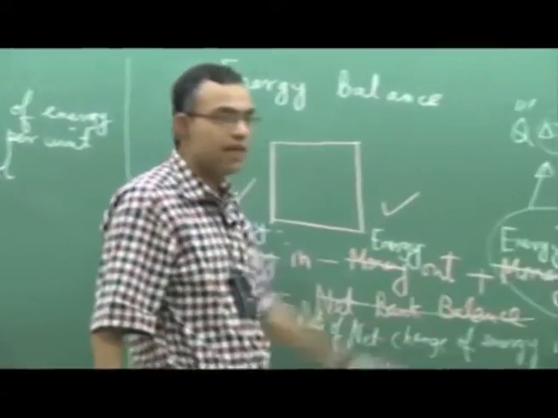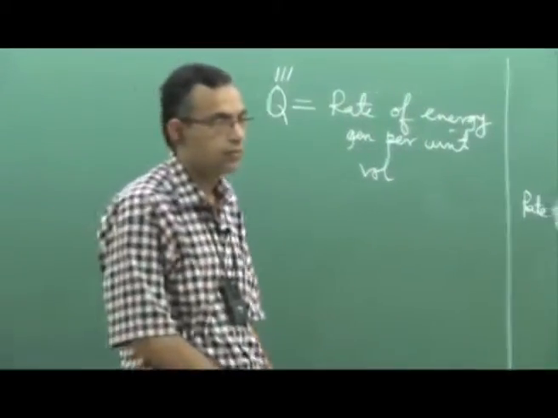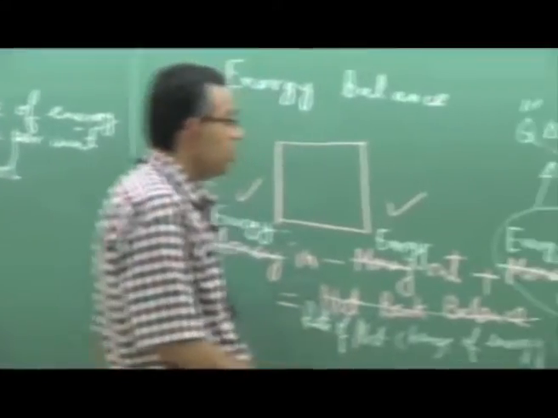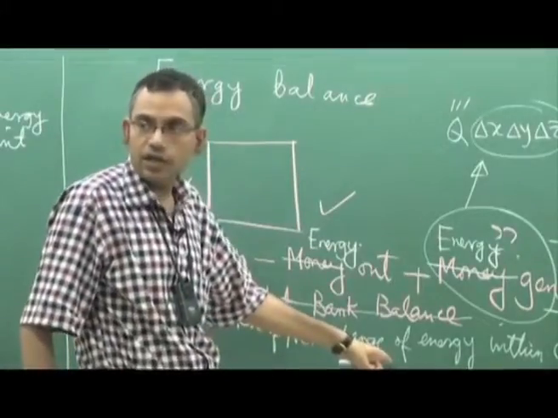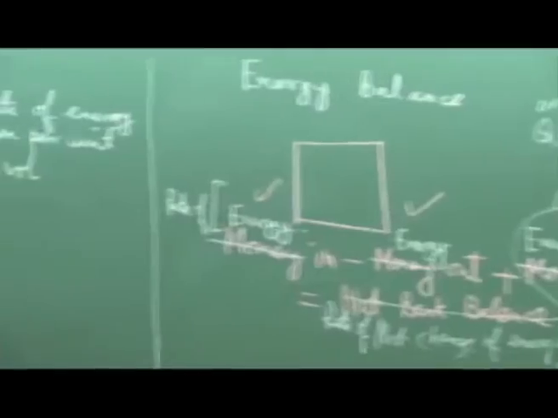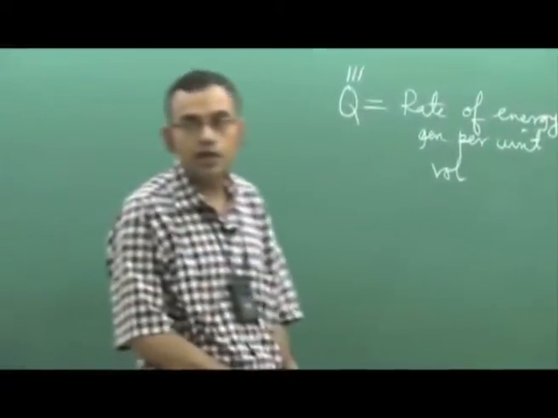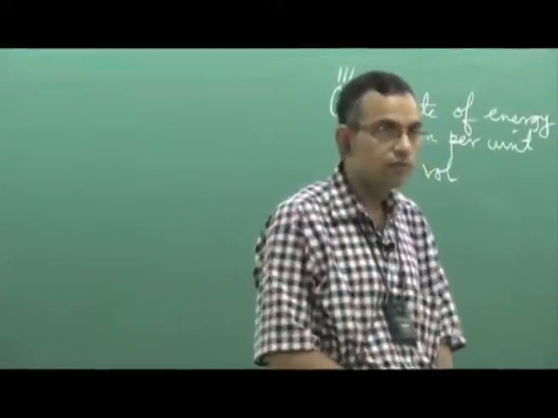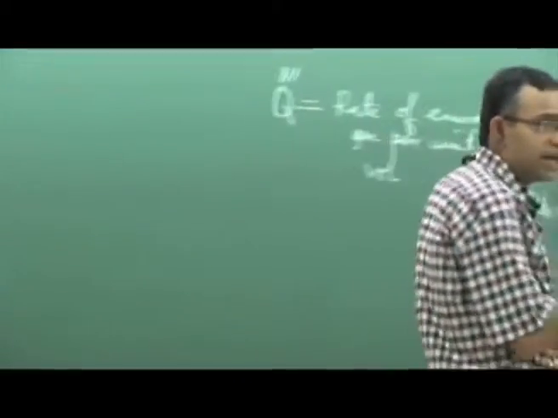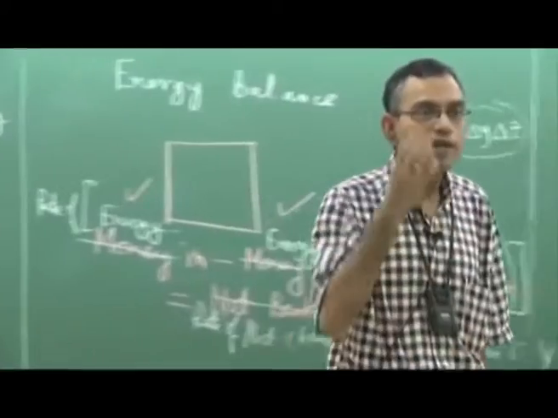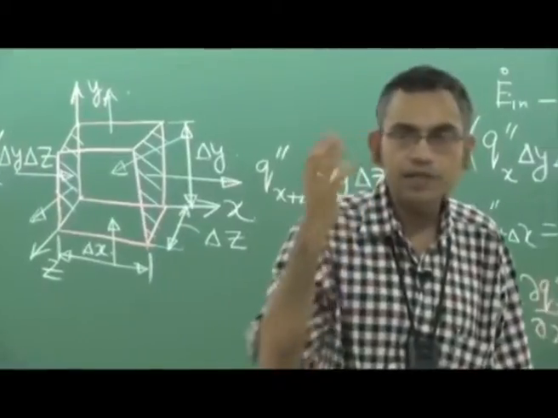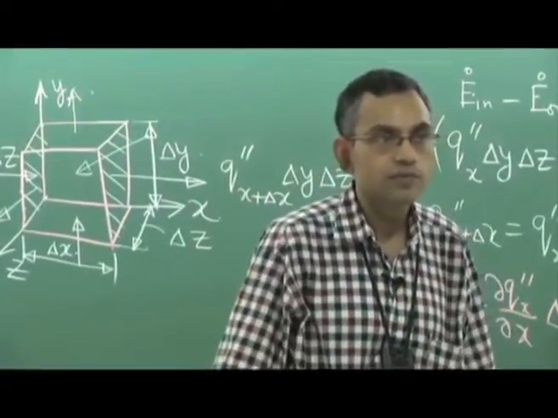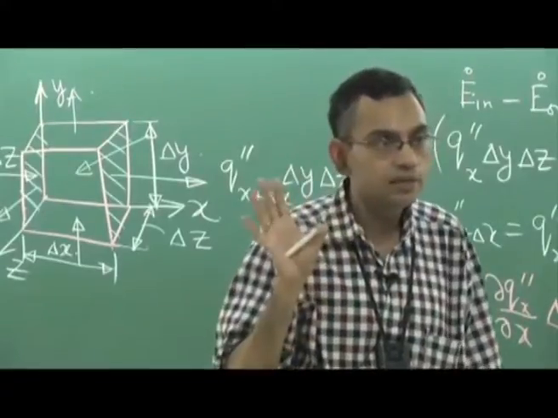What is the net rate of change of energy within the control volume? How do you write it? We have written the left hand side of this. Now we are interested about the right hand side. So, how do you write the net rate of change of energy within the control volume? Yes. So, in terms of thermodynamics, what is the energy within the control volume? Which form of energy is representative of the energy within the control volume? It is the internal energy.